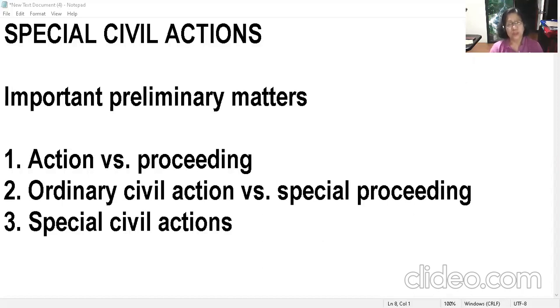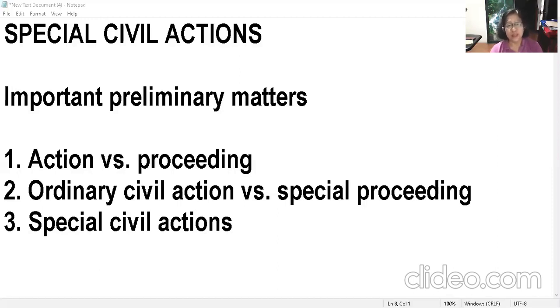Okay, you have interpleader, you have declaratory relief and similar remedies. Ngayon, itong declaratory relief and similar remedies, these are separate. Okay, iba yung declaratory relief, iba yung similar remedies, but they fall under one rule, and that is Rule 63. Next, we have review of judgments and final orders or resolutions of the COMELEC and the Commission on Audit, that is under Rule 64. Next, we have certiorari, prohibition, and mandamus under Rule 65. Ito naman, these are three separate special civil actions under one rule. Okay? CPM, certiorari, prohibition, and mandamus.